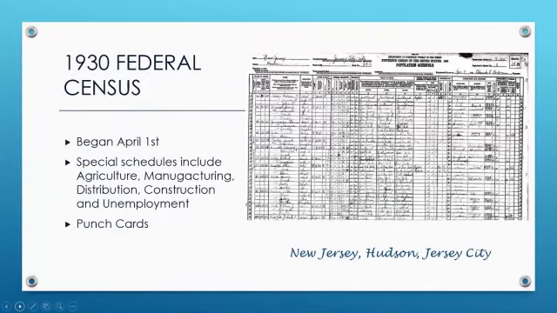The 1930 federal census again began April 1st, and some of the special schedules include agriculture, manufacturing, distribution, construction, and unemployment, and this time they used punch cards to tabulate all of the information. And this again goes back to Herman Hollerith, who first instituted this technology.